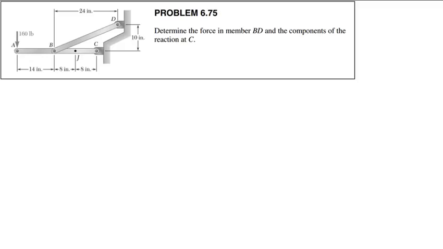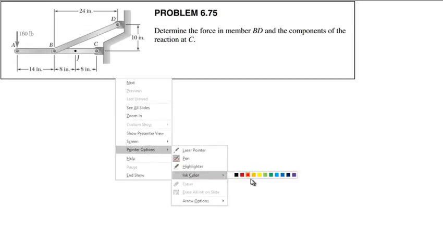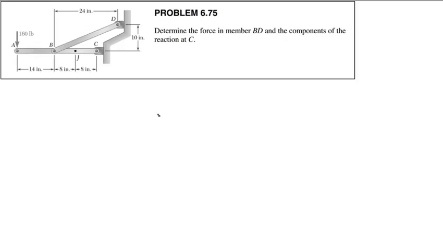All right, problem 6.75. Determine the force in member BD and the components of the reaction at C. So we have a simple frame here, and we need to find the force in member BD and the components of the reaction at C. All right, that's simple enough. So the first thing I'm going to do is to draw an exploded free body diagram.